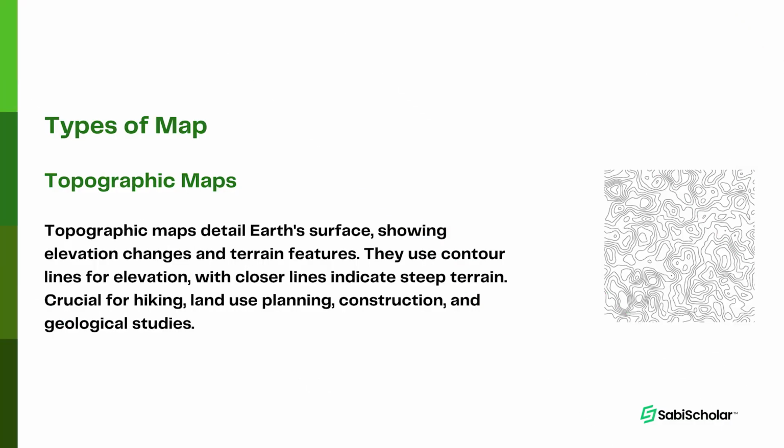So the next map we are going to look at is topographic maps. Topographic maps offer a detailed representation of Earth's surface, including elevations, changes, and terrain features. They use contour lines to show elevation, with each line representing a specific elevation level of that particular location. Essentially, this elevation level, you might be asking, elevation level from where?